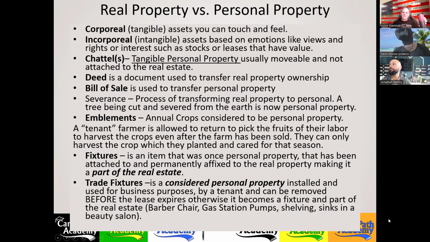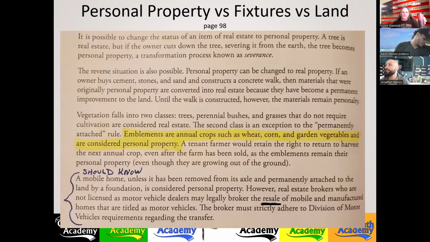I'll leave that up there if you guys want to snap a picture of this and get all these terms in one shot. We will be highlighting them all over the place. We already started to. Okay. So, page 98. Implements are annual crops such as wheat, corn, and garden vegetables and are considered personal property.